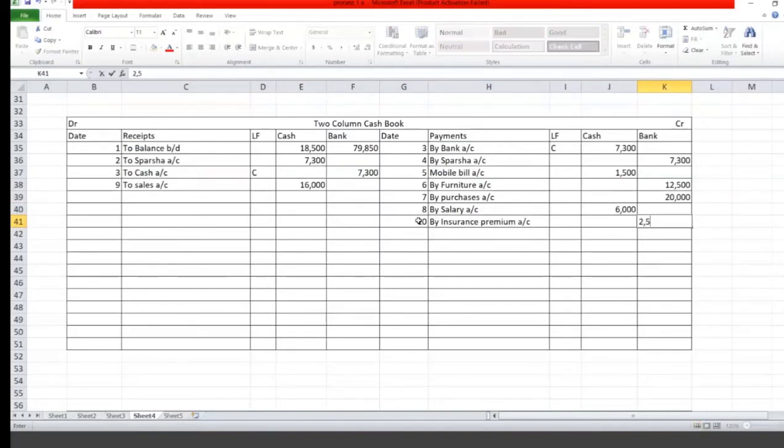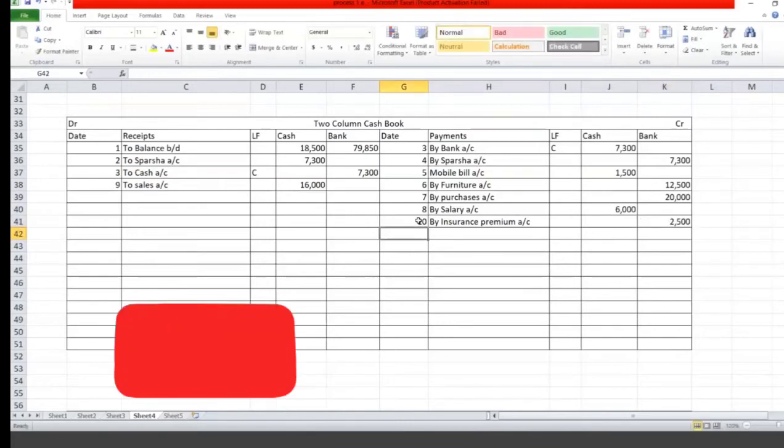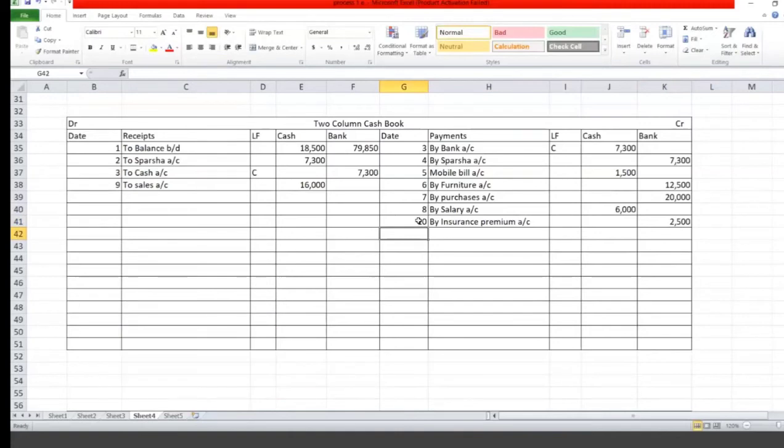Next transaction, goods withdrawn for domestic use. On 11th, they have withdrawn goods for domestic use. This is the cash book. Whenever you are writing the cash book, only cash transactions we have to enter. Even though it is drawings, if it is cash withdrawn for personal use, then we will write it on the payment side. But here they have withdrawn goods, so it will not be shown here.